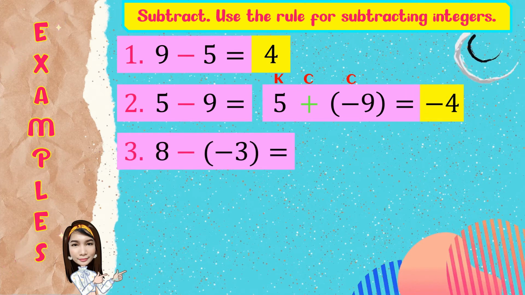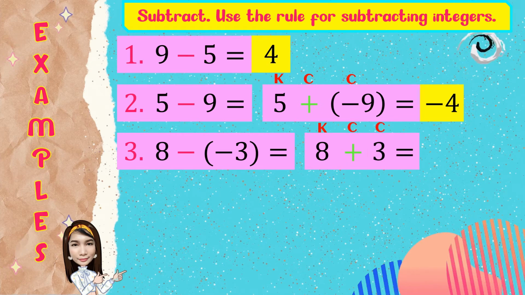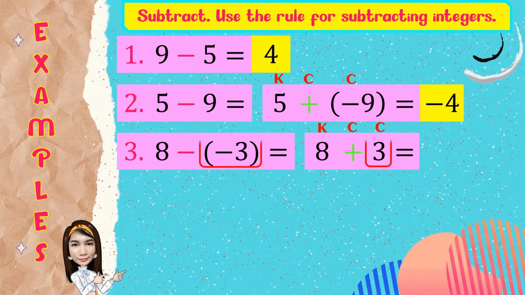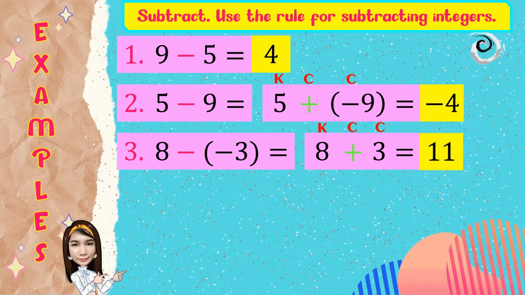Next, number 3, 8 minus negative 3. So as you can see, we separate the negative sign with the operation minus using parentheses. Then we apply the rule for subtraction. We copy 8, we change the operation minus into plus, then we change the sign of the subtrahend to its additive inverse. So the opposite of negative 3 is positive 3. Then proceed to addition. So we can simply add 8 plus 3, we get 11.